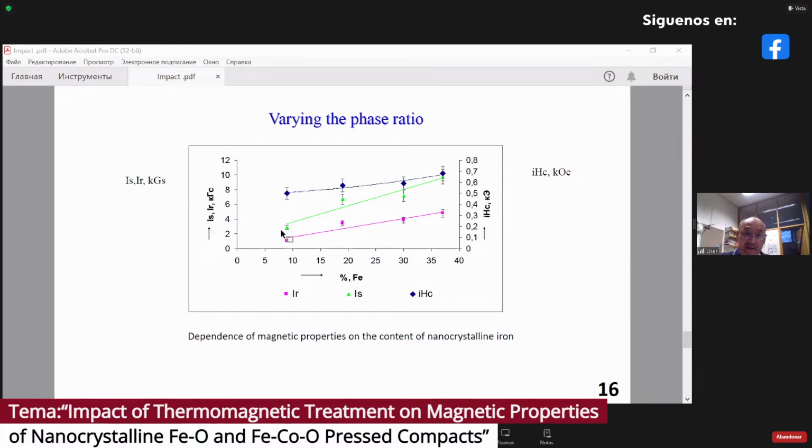So in this slide, we can generalize all our obtained data. You see that the coercive force monotonically increases from 5 to 50%, and the other properties also increase. So next slide.